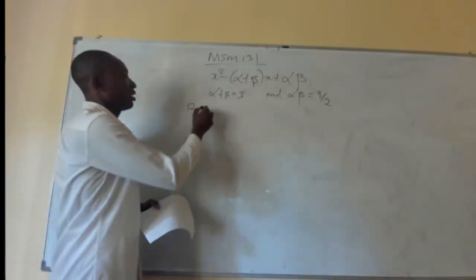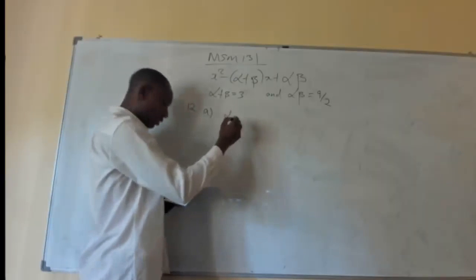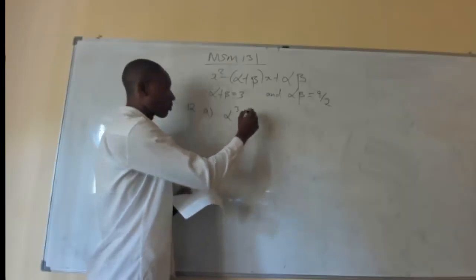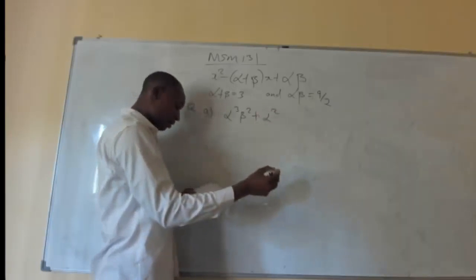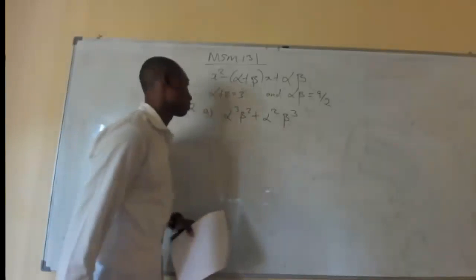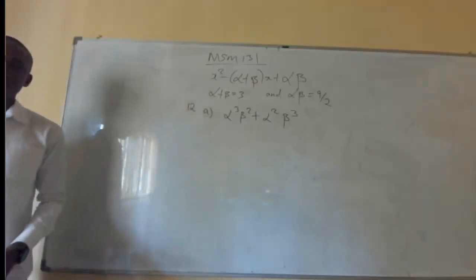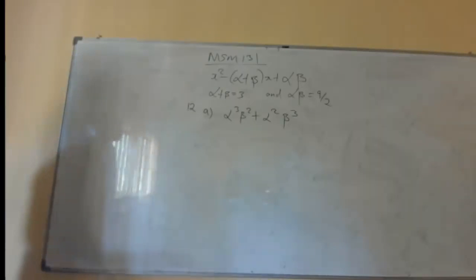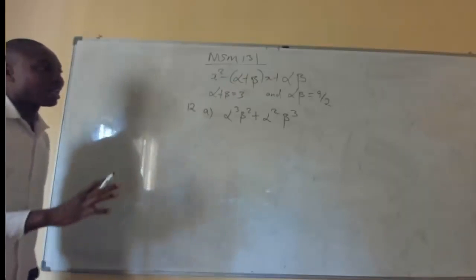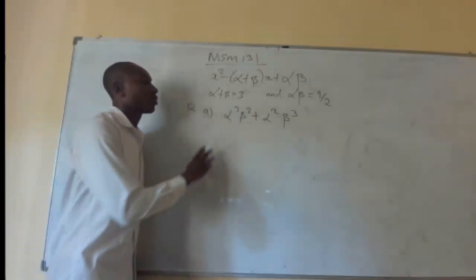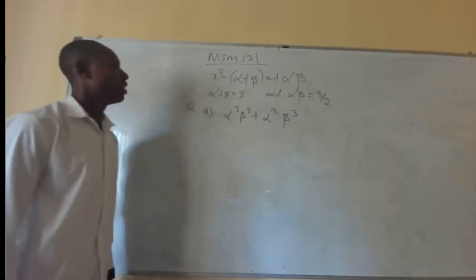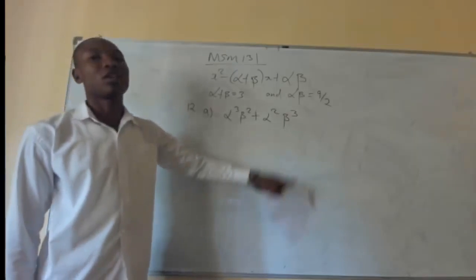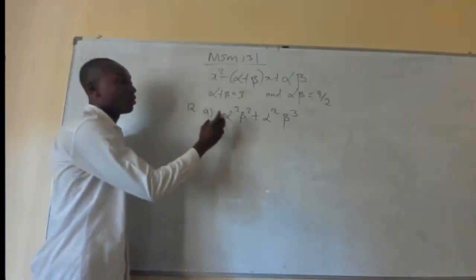The first question, A, is saying find the values of alpha cubed beta squared plus alpha squared beta cubed. If you look at this question, it looks complicated, but really it's not as complicated as it looks. If you really analyze the question, you will notice that we have things that are common. There's alpha cubed and alpha squared, there's beta squared and beta cubed. So what is common? We have alpha.